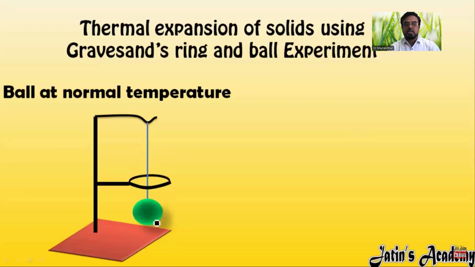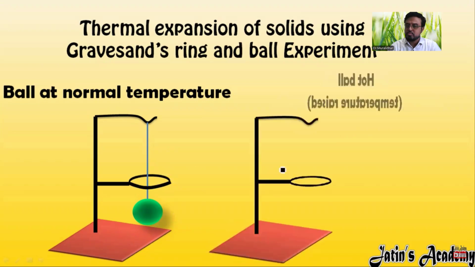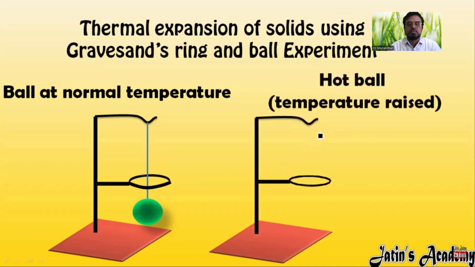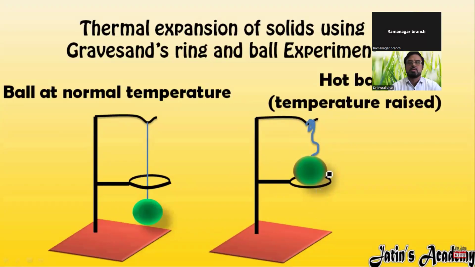But yes, if I take the same ball and heat it up, with the same size of hole, this ball, after heating, is not able to pass through the hole. Why? Because whenever we heat any solid, there is an expansion of the size of the solid. Due to this expansion, the ball is not able to move through the ring. That shows us that whenever we heat any solid, there is expansion in the solid. So this Gravesande's ring and ball experiment is used to show thermal expansion in solids.